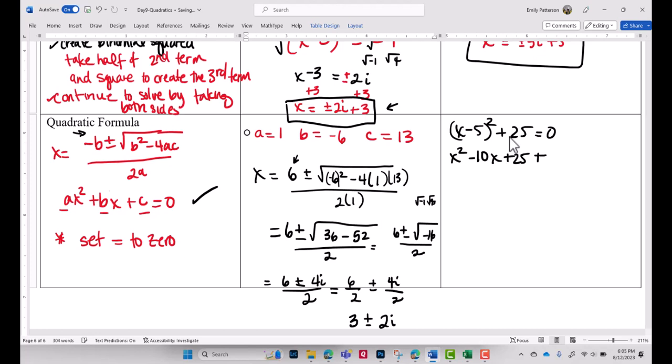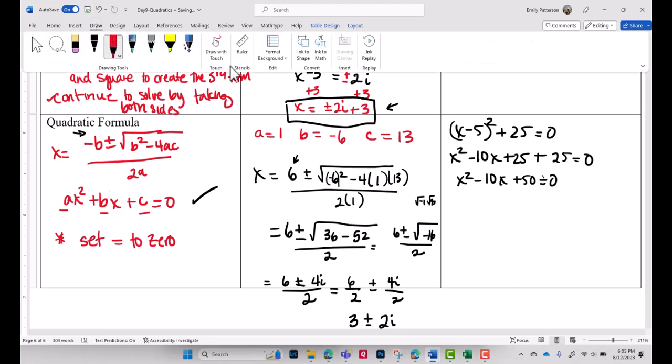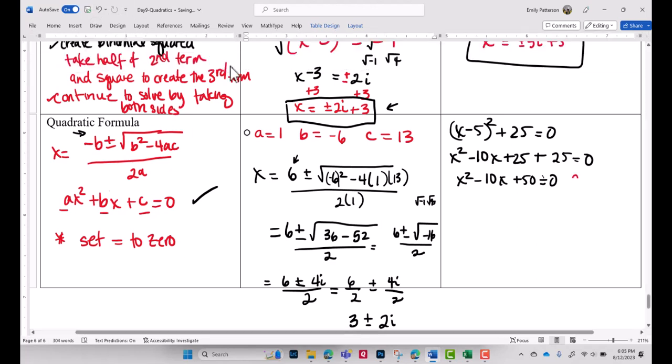So I expanded out that binomial. Remember, it's not just squaring both of the values. That's x minus 5 times x minus 5. So I'm expanding that all out. So my actual equation is x squared minus 10x plus 50 equals 0, of course, that's important. And then we have to make sure we pick out the a, b, and c from this. So a is 1, b is negative 10, and c is going to be 50. So pause the video and put those values in.